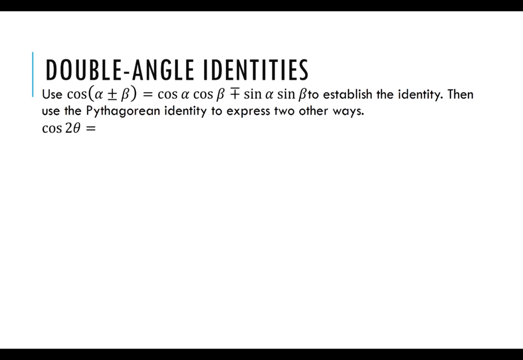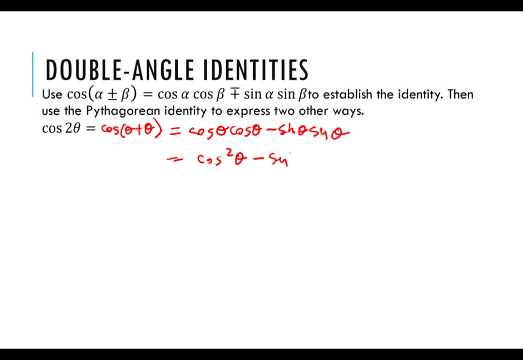If I want to find the double angle formula for cosine of 2 theta, well, once again, that's just going to be alpha plus beta here, where this is really cosine of theta plus theta, where alpha is theta and beta is theta. Therefore, I'm going to get cosine of theta cosine theta minus sine theta sine theta. Well, cosine theta times cosine theta is cosine squared theta, minus sine theta times sine theta is sine squared theta. Okay, great. This is one good representation, cosine squared theta minus sine squared theta.